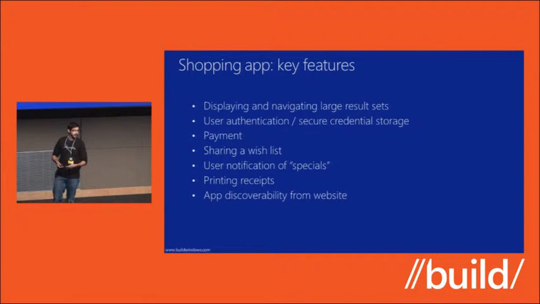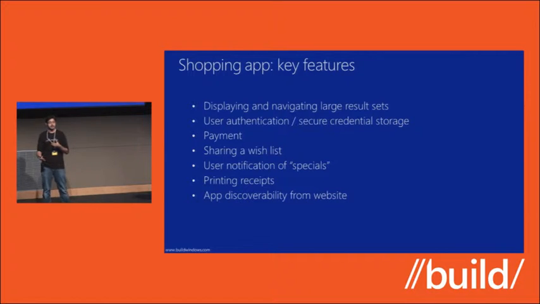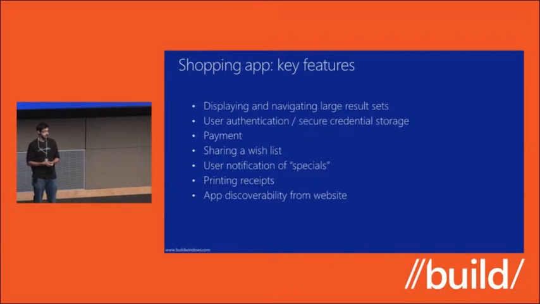Then we're going to talk about user authentication. We're going to talk about how to actually get paid, kind of important for shopping. We're going to talk about sharing and the idea of having a wish list that you can keep in an app and use the share charm to do that. Then we're going to talk about some notifications. And if time permits, we're also going to talk about receipts, which is one of my favorite features.